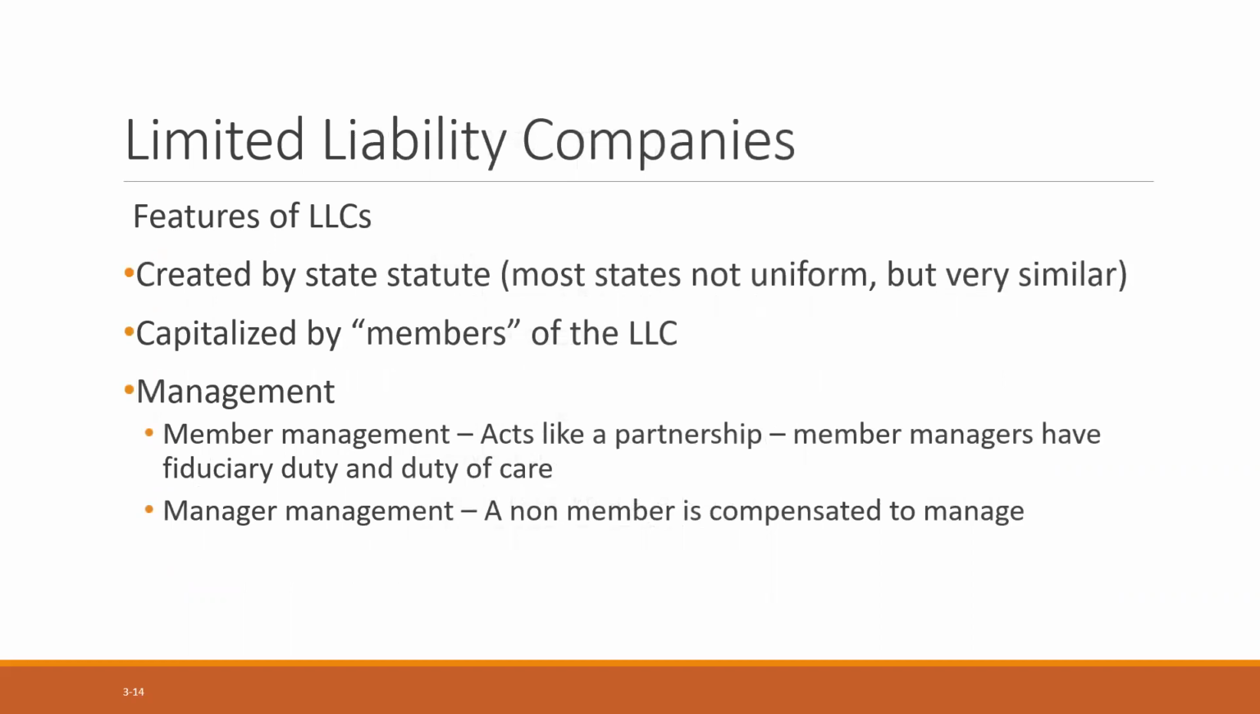So the limited liability company is probably the most popular form of business for people who are actually making a choice. Like I already told you, sole proprietorship is the most common because people just become that by doing business. But when people actually make a choice, they usually choose limited liability company. Again, it's created by state statute, and most states are not uniform, meaning if you become an LLC in Texas, the rules will be slightly different than here in Arizona, and here would be slightly different than Delaware, but they're really similar.